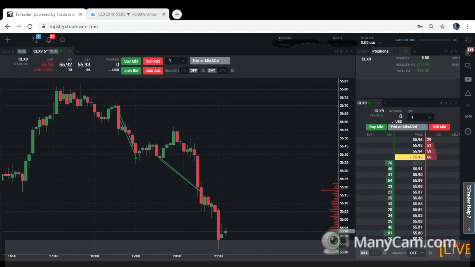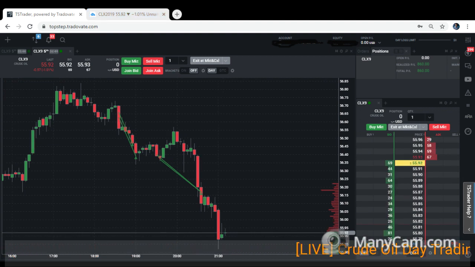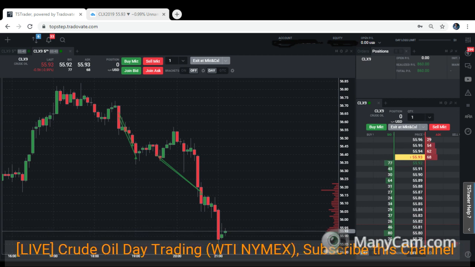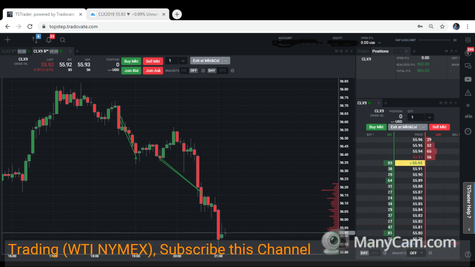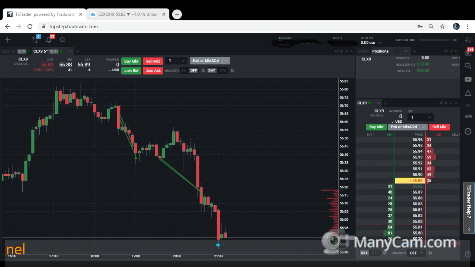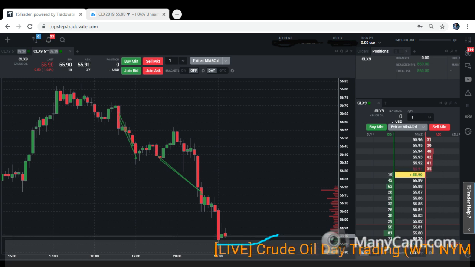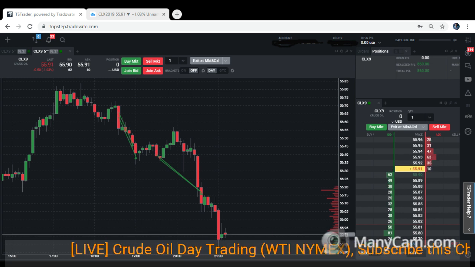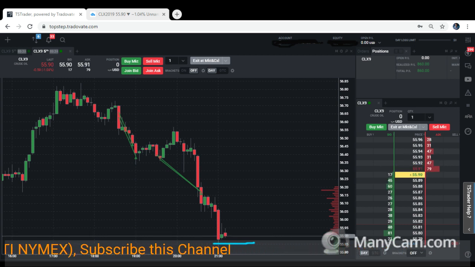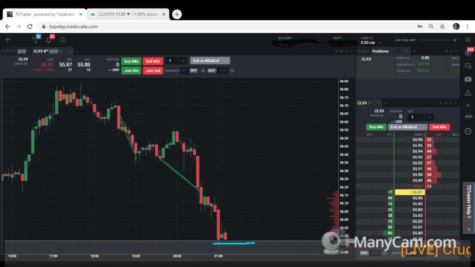Okay guys, we just received another sell signal for my setup for the US session. So this is a scalping technique. I will enter the market at 55.87, which is about somewhere here. Then I will go for another short sell, scalping the market.